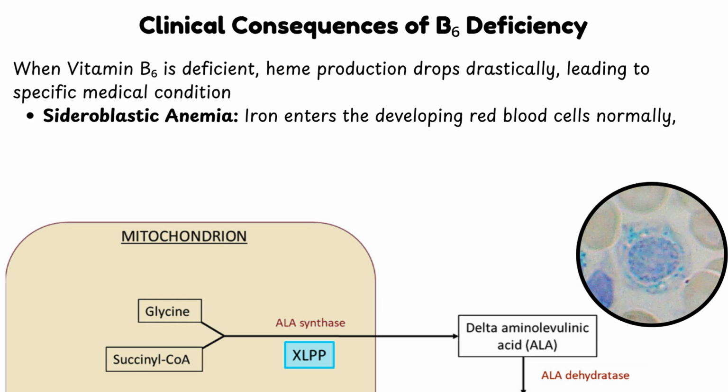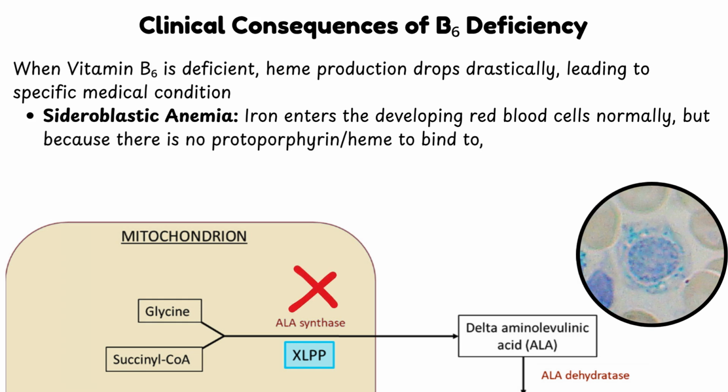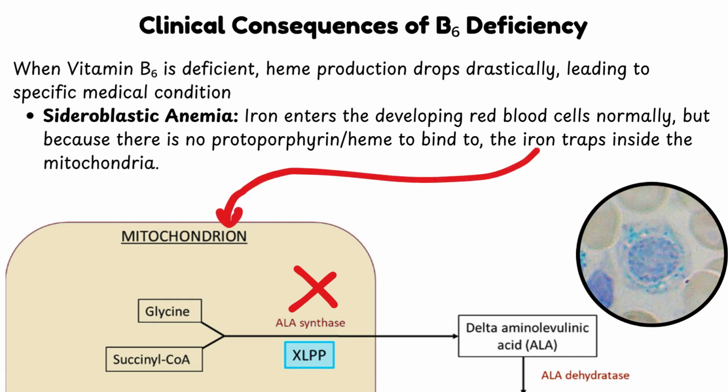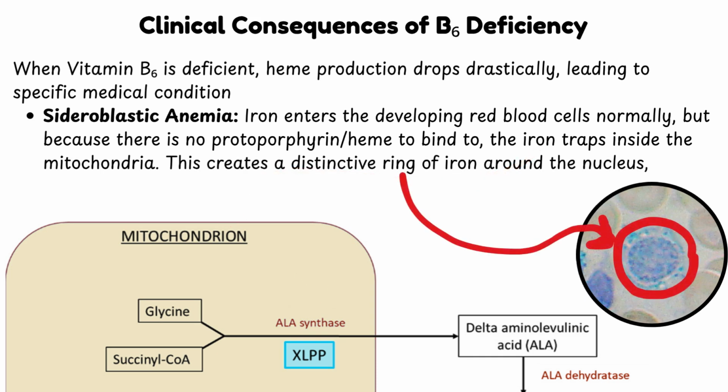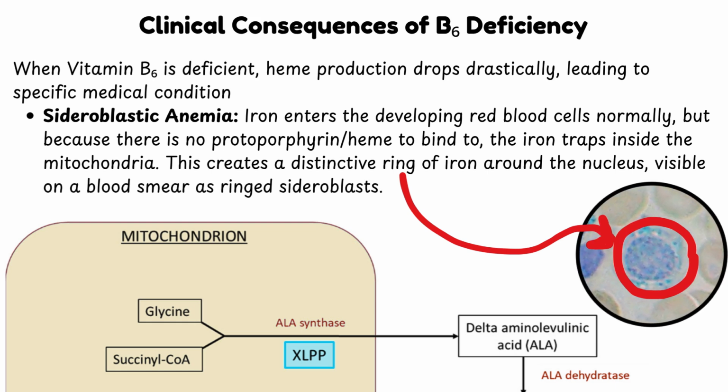In this disease, iron enters the developing red blood cells normally, but because there is no protoporphyrin heme to bind to, the iron traps inside the mitochondria. This creates a distinctive ring of iron around the nucleus, visible on a blood smear as ringed sideroblasts.